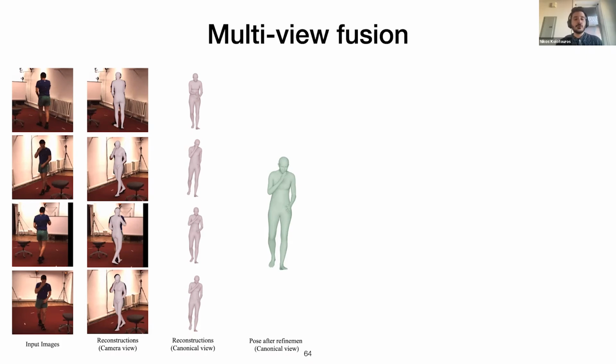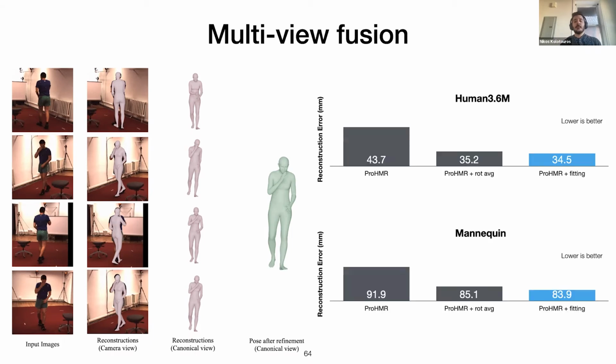The last column shows the refined results obtained using optimization. What we're actually optimizing here is the sum of the negative log likelihoods in each view, plus a cross-view consistency term. In terms of quantitative results, the multi-view fusion managed to improve the pose metrics compared to single view and simpler multi-view baselines.